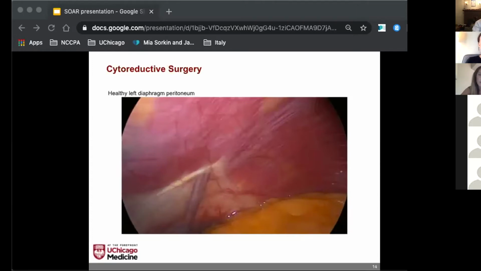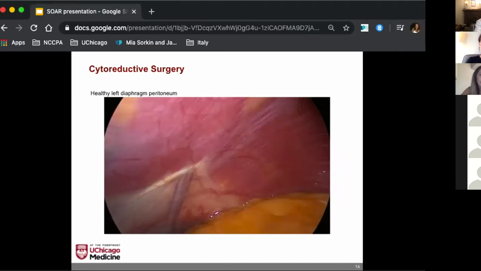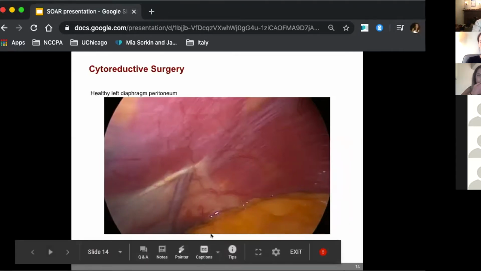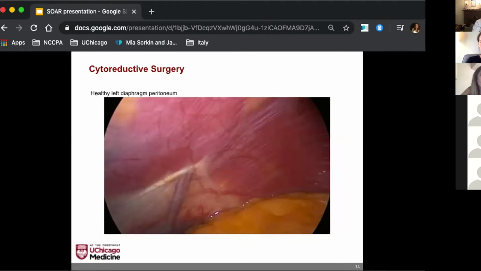We're going to show you a quick video on what a peritonectomy looks like. I wanted, for reference, to show you a very healthy diaphragm. This is the left diaphragm. You can see the healthy pink muscle with that kind of whitish sheen overlying it. That is the peritoneum, very, very thin tissue.